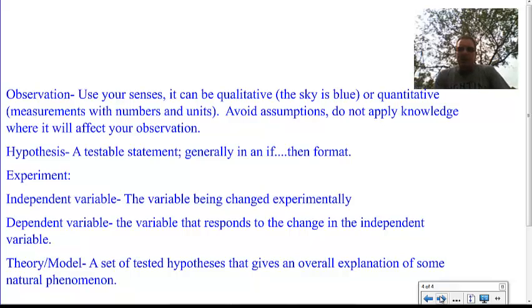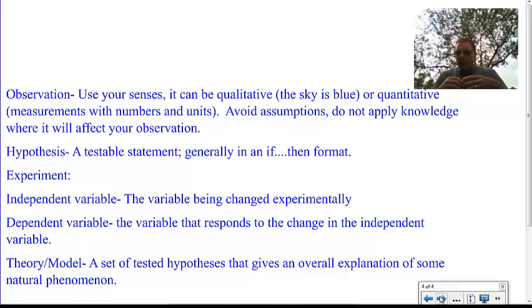The first one there you see is observation. Observation is the first thing that may have given you a question that you wanted to test on a hypothesis. It is also a key component in the experimental phase. And that observation, just use your senses. Be aware of what's going on. There are two types of data really you can collect.